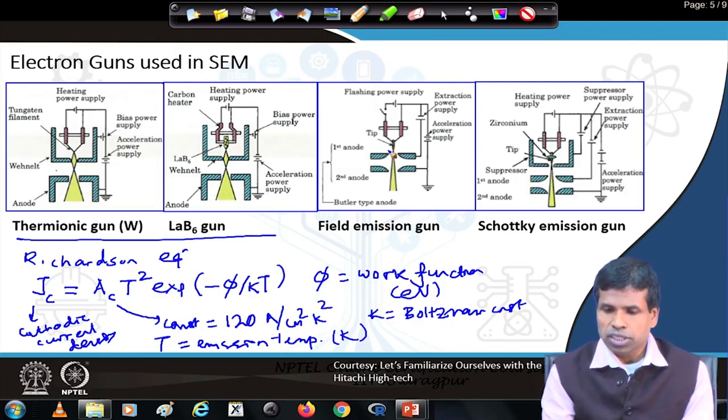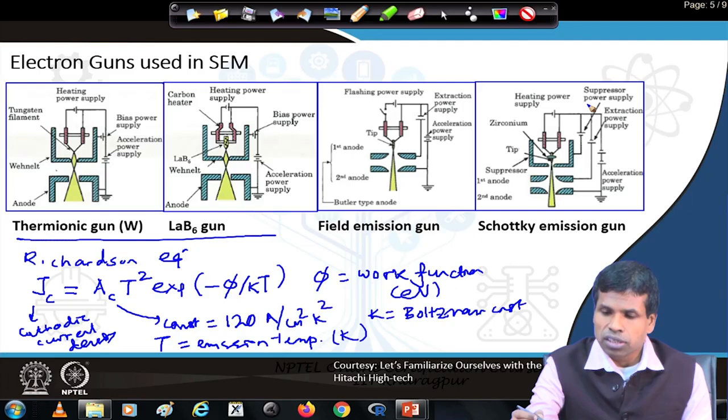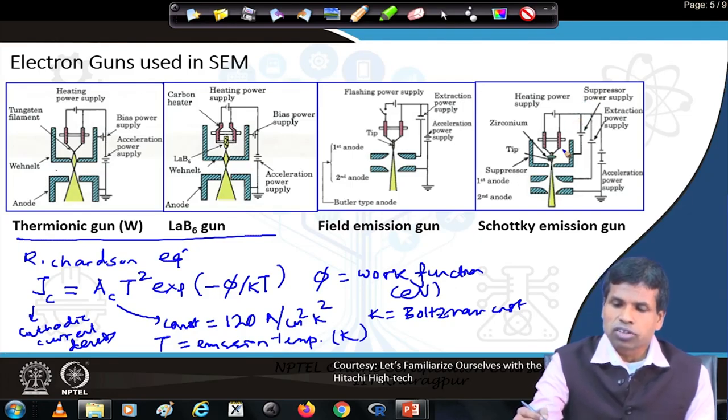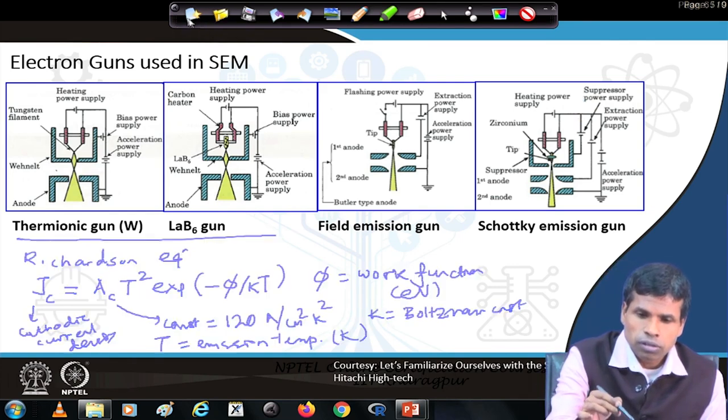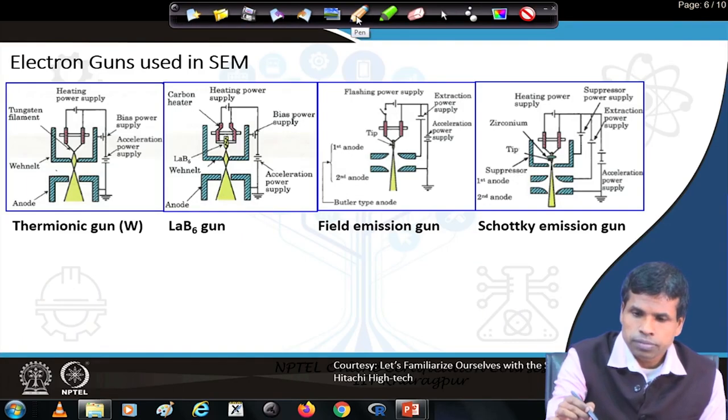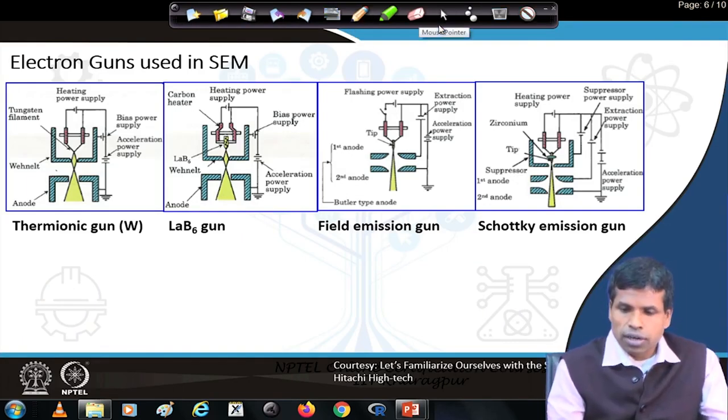Here, in case of Schottky emission gun, again the gun is made up of tungsten coated with zirconia, ZrO2, to reduce the work function. Zirconia on tungsten will reduce the work function from 4.5 to around 2.6 to 2.7 electron volt. Again, here the tip is not sharp. Just applying the field is not enough to make the electrons emitted from the surface. Therefore, in case of Schottky emission, temperature is provided to emit the electrons. We will discuss a little more on that.